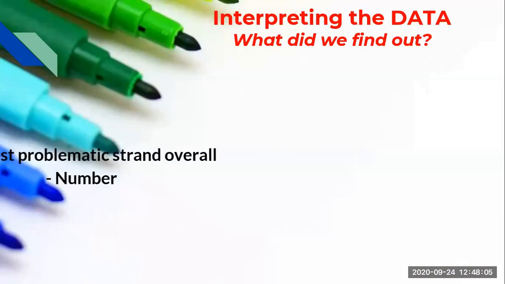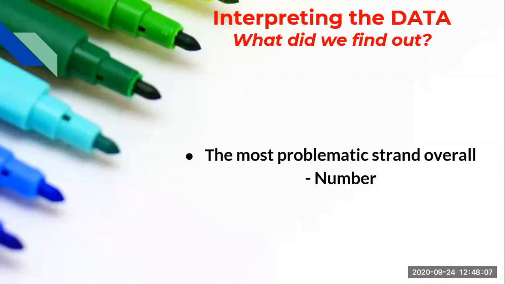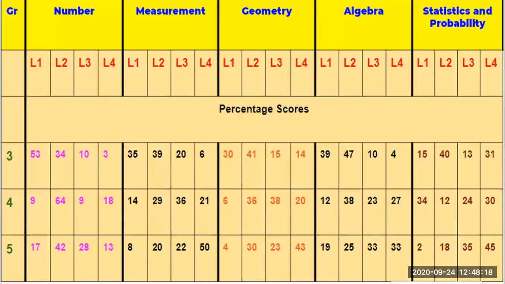Let us look at another area. Most of the persons, 72%, would agree that the number strand was the most problematic strand overall. Let's look back at it. Look at the number strand. Look at grade 4. Grade 4 has a 64% response at level 2. Combine that with a 9% response at level 1, and that is a total of 73% of your students responding at the level 1 and level 2 options. Now, this is really serious.